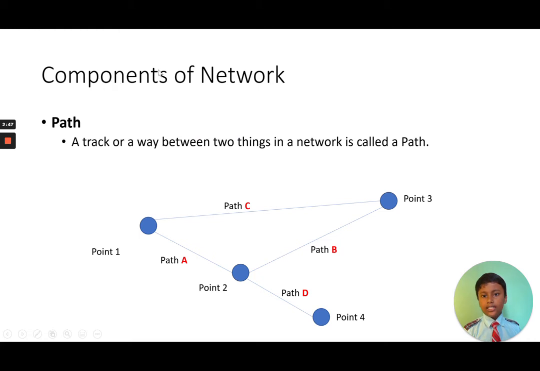Components of network: path. A track or a way between two things in a network is called a path. Point 1, point 2, path A, point 2, point 3, path B.